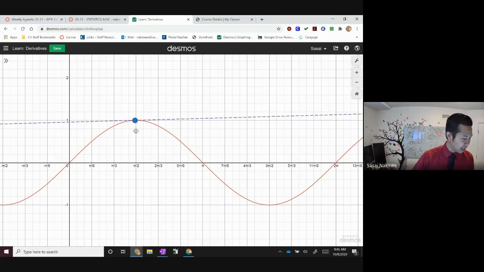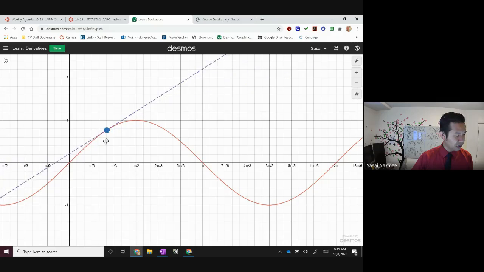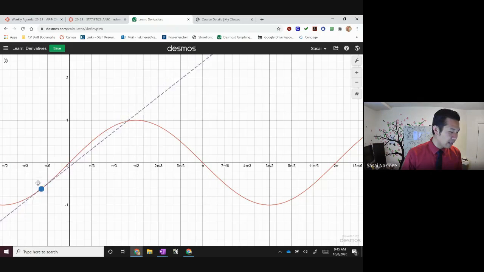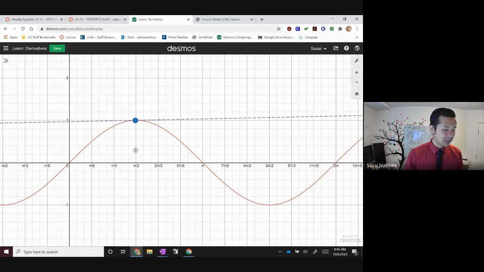The tangent line right here is 0, meaning the derivative would have a value of 0. Whereas the tangent line just to the left of that point, just right here, you can see that it has a positive slope, meaning the derivative value around here would be positive, and then it would go to 0. So it's positive from here to here, and then it reaches 0.